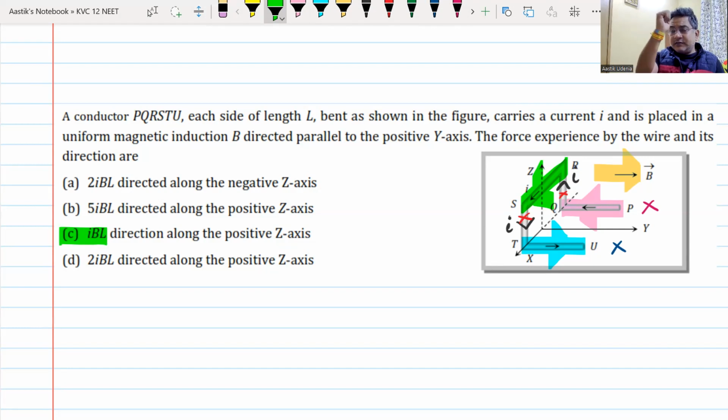Current is in the outward direction. Magnetic field is in the y direction. So the force will go upwards along positive z axis. That is what it is given here. And that is the answer for this question, my dear friends. Do we understand this? Yes or no?